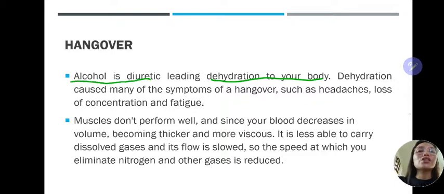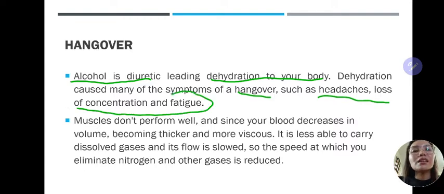So, dehydration causes many of the symptoms of a hangover. Katulad ng headache, loss of concentration, and fatigue. So, parang feeling natin pagod na pagod tayo, samantalang nag-good time lang naman tayo last night. That is because of the dehydration, which is an effect of the alcohol intoxication. So, that is what we call the hangover.